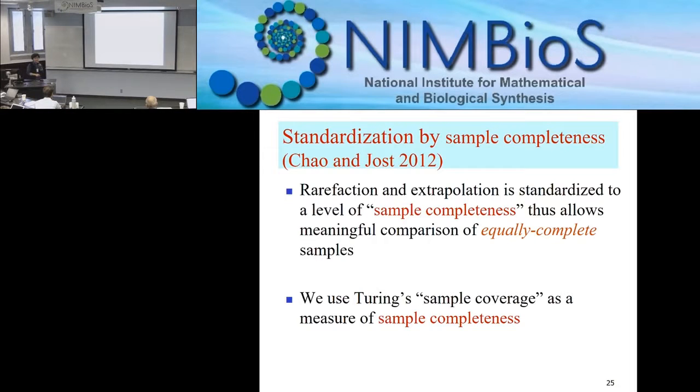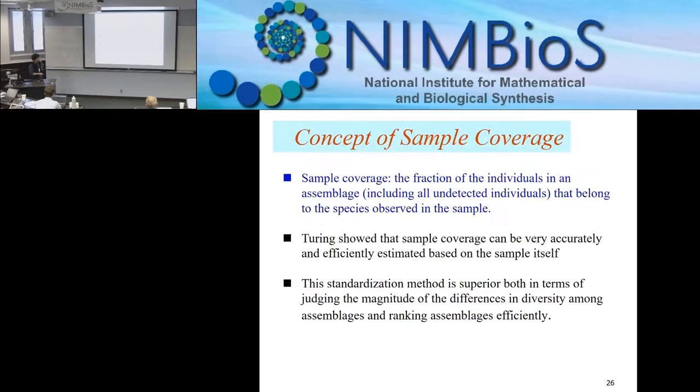We borrow the wisdom of Alan Turing. Alan Turing, in his code-breaking work, developed a concept called sample coverage. That is the fraction of the individuals in an assemblage. This assemblage includes all the undetected individuals that belong to species observed in a sample. This is a very objective measure of sample completeness. And Turing showed that this sample coverage can be very accurately estimated based on the sample itself.